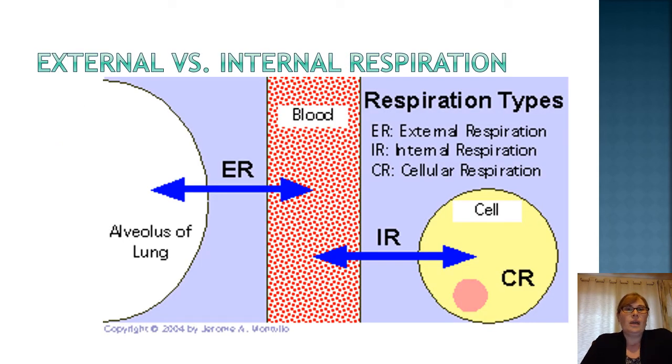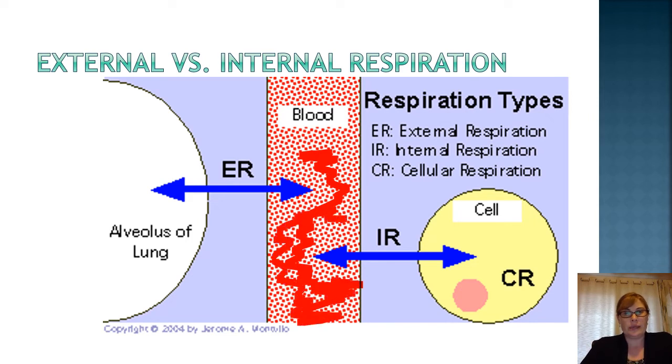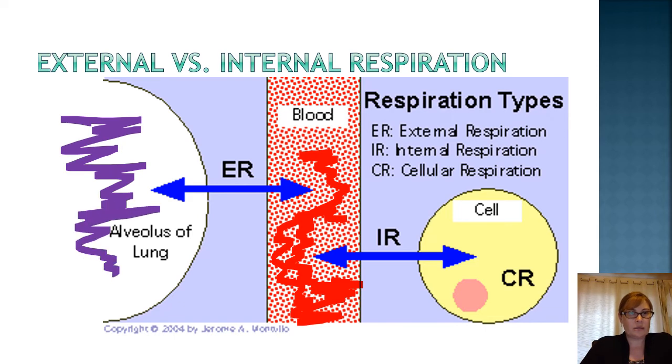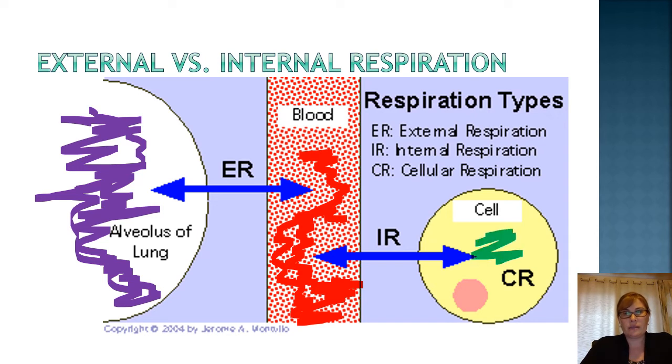Here it is. All right. This whole area in the middle is our bloodstream. This bloodstream is carrying oxygen and carbon dioxide. This area over here is all the lung, all air right here. And over here is our cell.